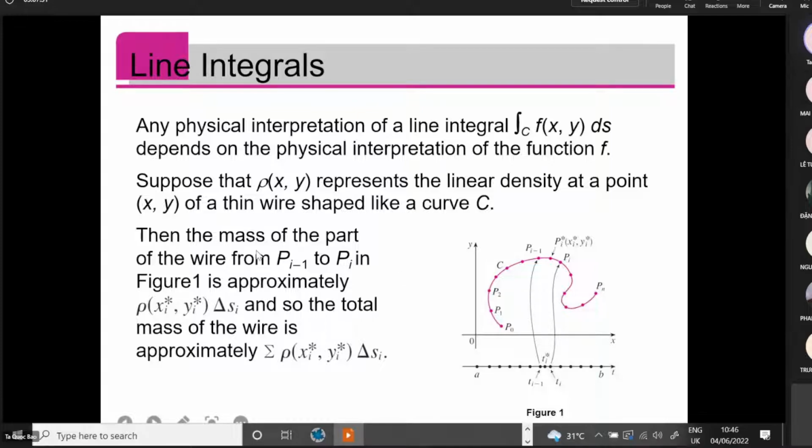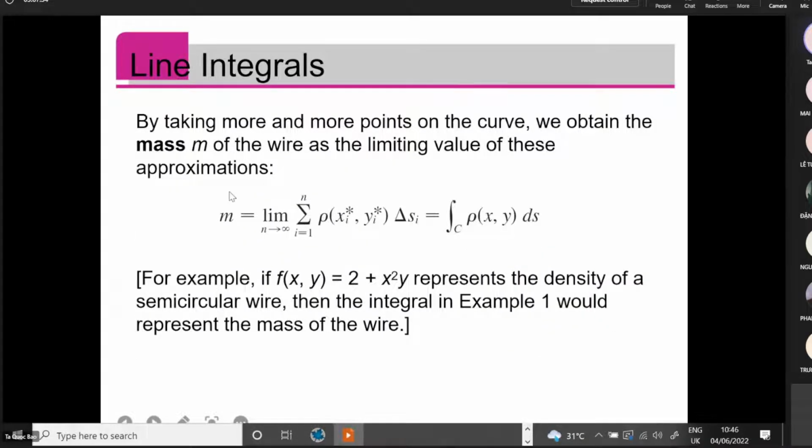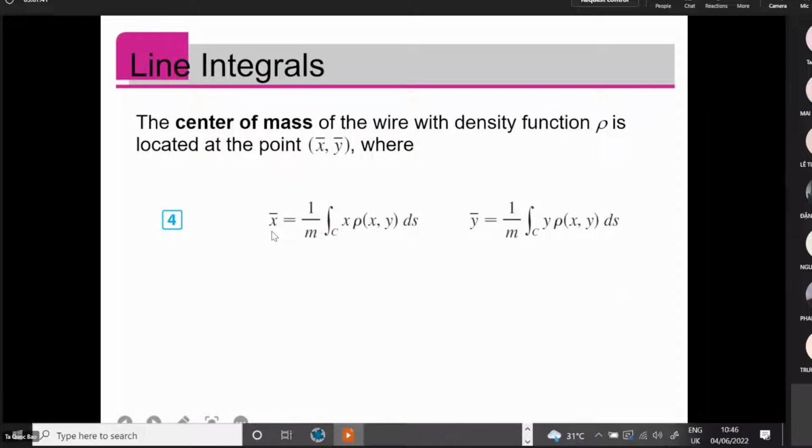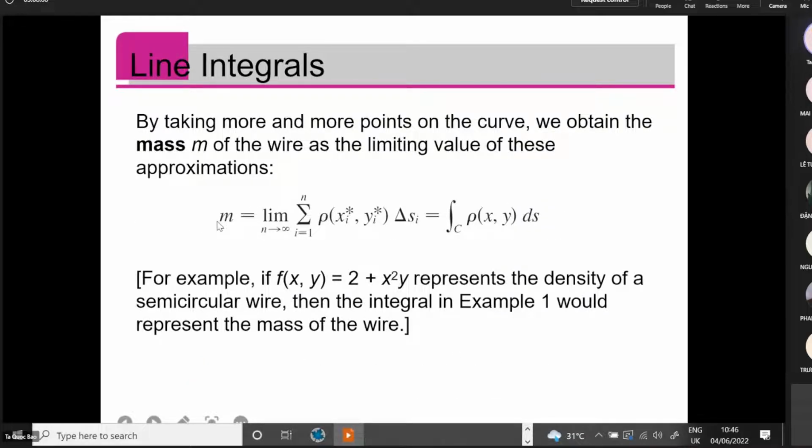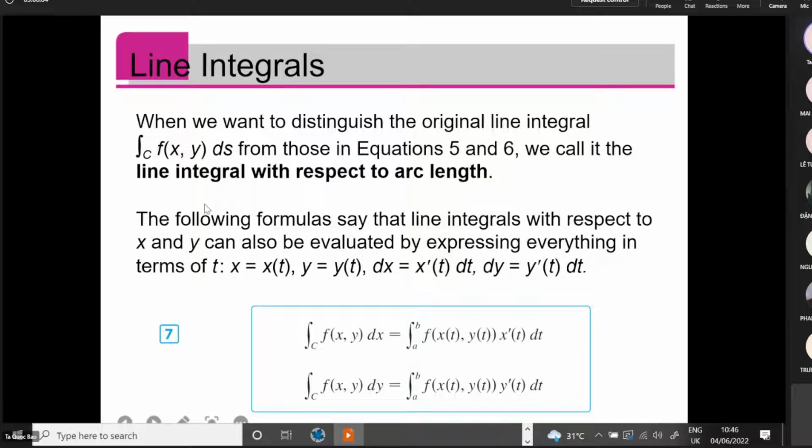I ignore this, it is the mass. You can read at home. So the definition of mass, the mass center, I left this topic that you can study at home. It's not difficult. It's just a definition of mass, right?